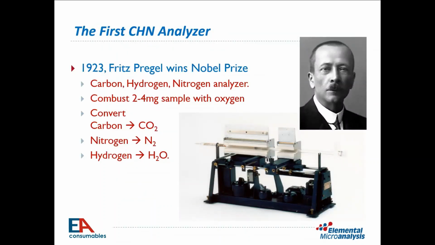In 1923, the Nobel Prize for Chemistry was awarded to Fritz Pregl for his development of a carbon, hydrogen, nitrogen analyzer. This analyzer was designed to combust from 2 to 4 milligrams of organic samples in the presence of oxygen, converting the sample's carbon to CO2, nitrogen to N2, and hydrogen to H2O.